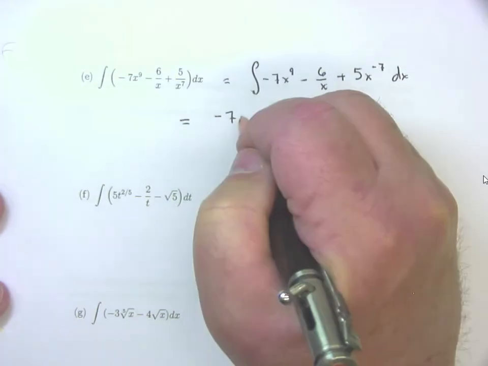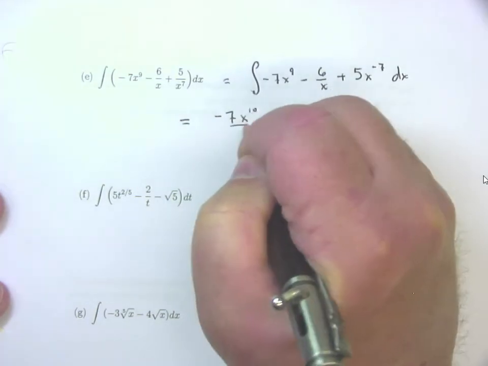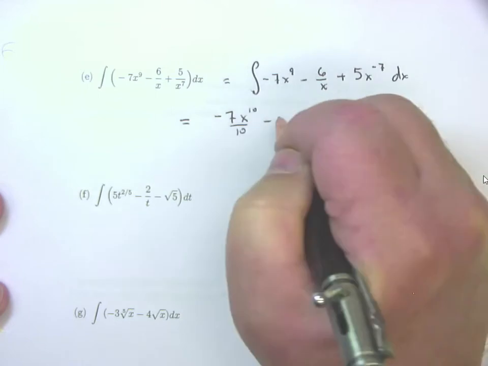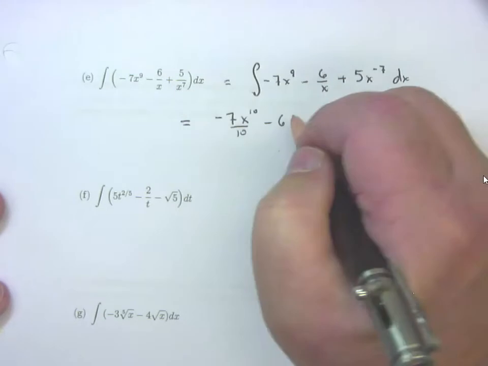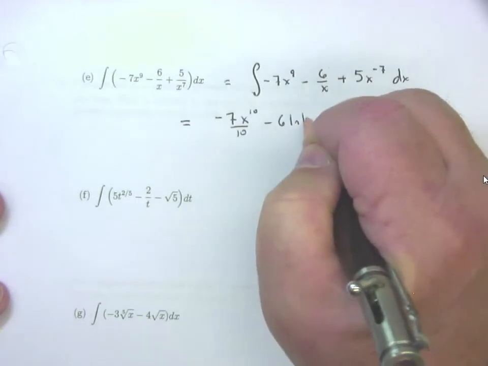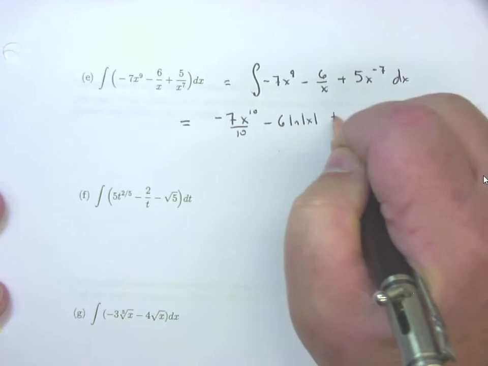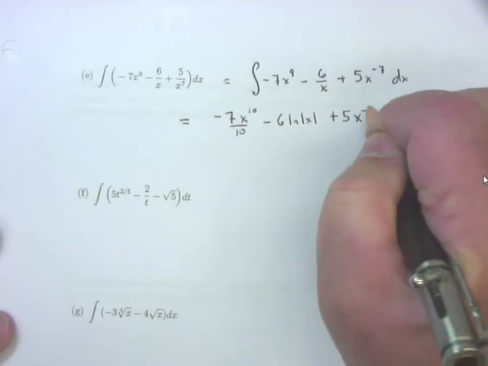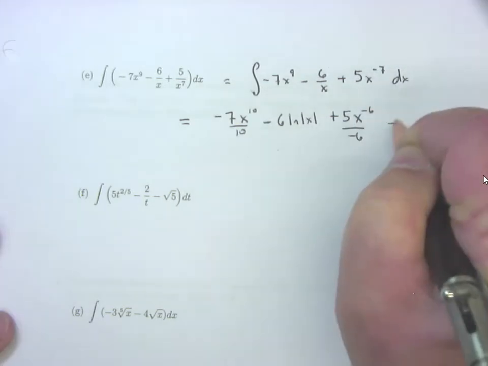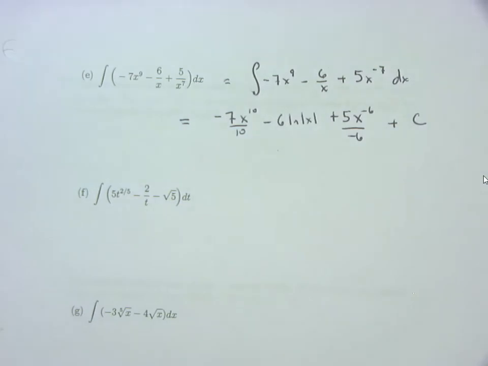That'll give you the integral of x to the 9th is x to the 10th over 10. Minus 6 is a constant, so when you hold over the 6, this is 1 over x. That's a special rule. The integral of 1 over x is the natural log absolute value of x. Plus 5 is a constant. It holds over. And I've got x to a power. x to the n, you add 1 over, add 1. x to the n plus 1 over n plus 1. Negative 7 plus 1 is what? Very good. x to the negative 6 over negative 6. And one big plus c.